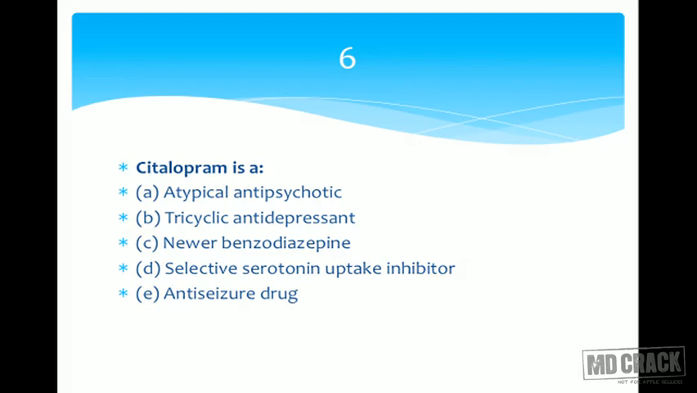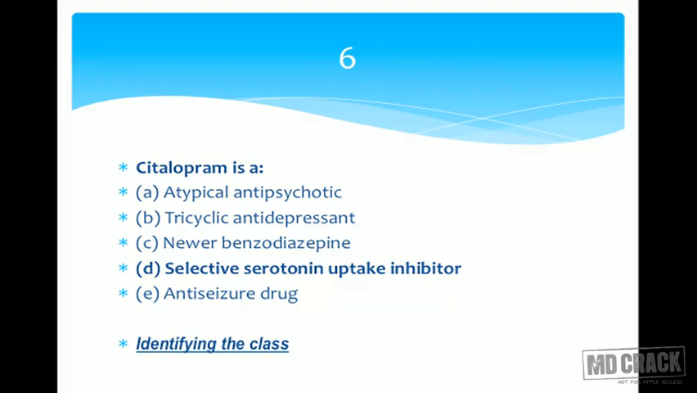Citalopram: atypical antipsychotic, tricyclic antidepressant, newer benzodiazepine, selective serotonin reuptake inhibitor, and anti-seizure drugs. Are you getting the answer for citalopram? Straightaway I take you to the answer. It's a selective serotonin reuptake inhibitor. You have to identify the class. That's important. Let's go through some of the other classes which are asked in these options. One is atypical antipsychotic. The typical antipsychotics are the chlorpromazine, haloperidol group of drugs.